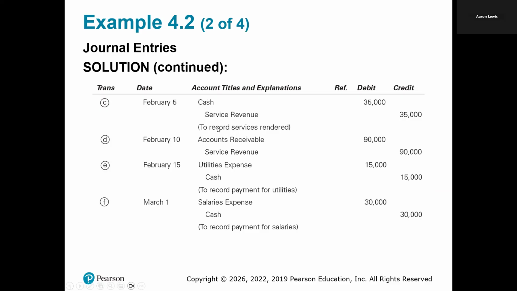It's the same entry as up above, but now the asset that you're receiving isn't cash in hand. It is a receivable from your customer. So you debit accounts receivable and you credit service revenue.